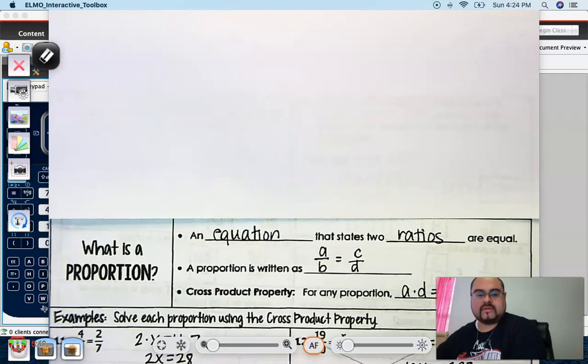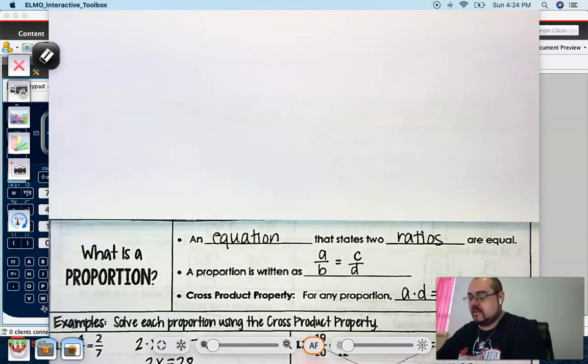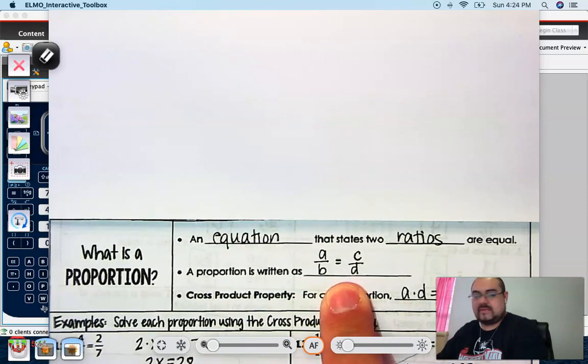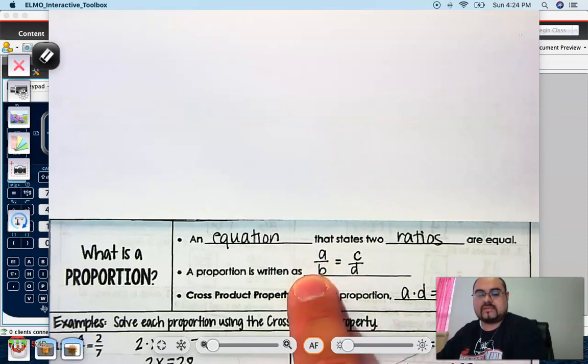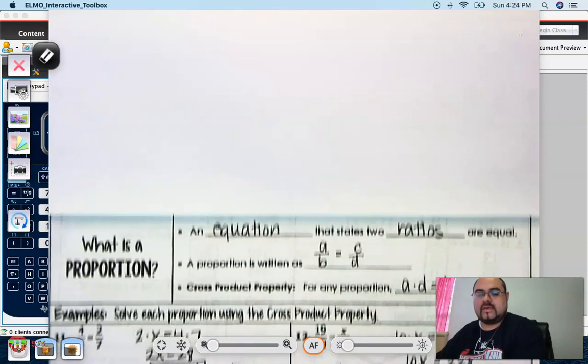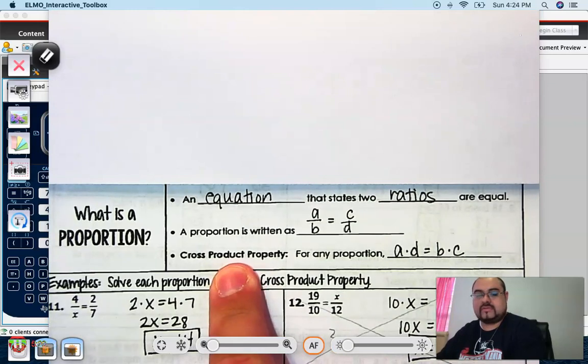Hopefully you can see that a little bit better. Okay, in order for two things to be proportional, you can set them up as two ratios equal to each other, and then you can take the cross products. Okay, and this would also be true.